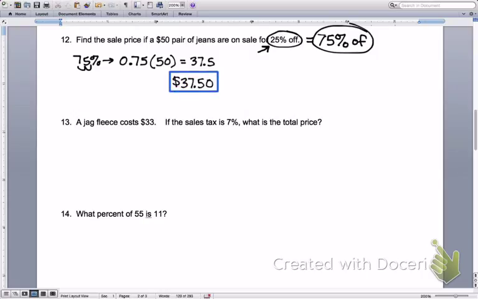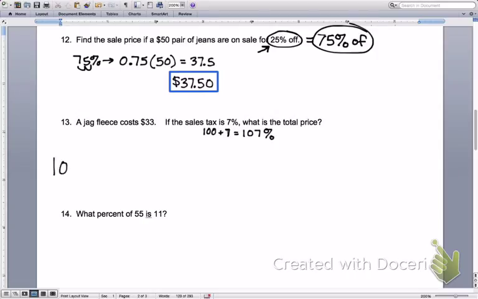Number 13, a Jag fleece costs $33. If the sales tax is 7%, what is the total price? Now remember, this is kind of like the one before, but the other way. It's 7% more. So we take 100% and add that 7% to get 107%. And that's what we're going to multiply our price by.